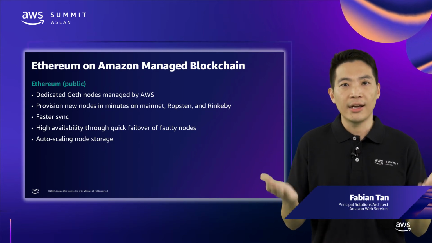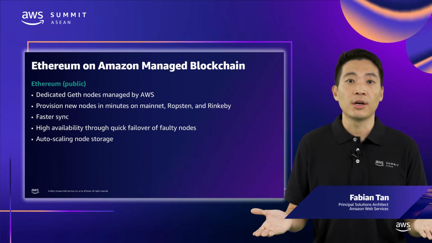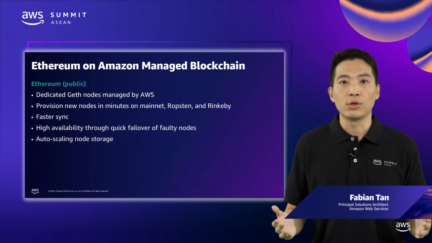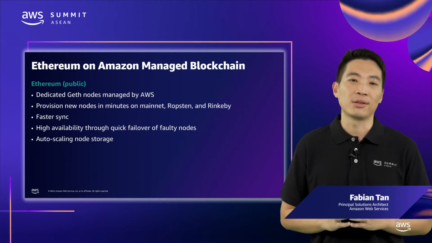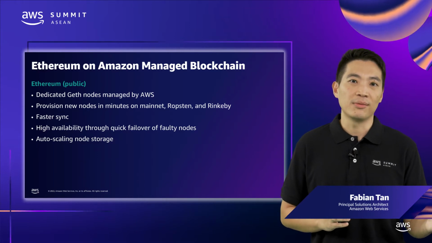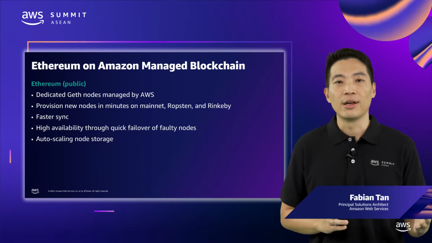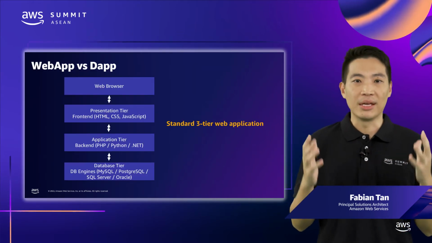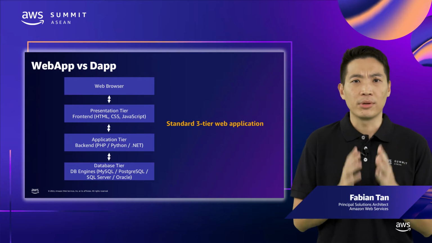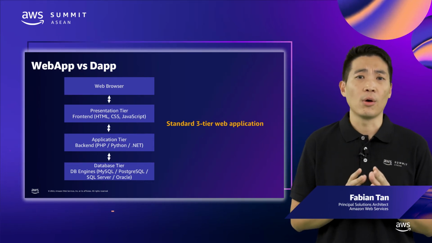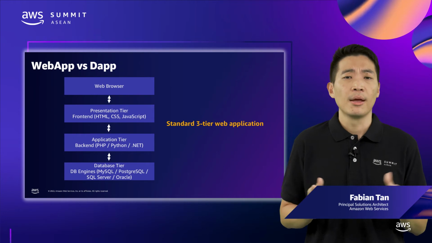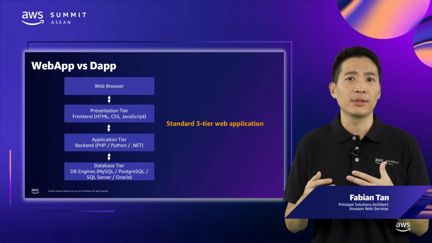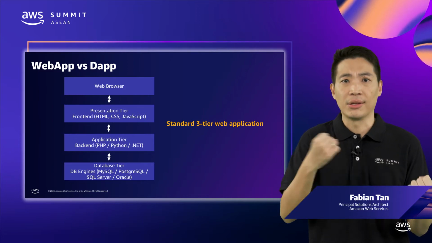We also support higher availability through quick failover of faulty nodes and auto-scaling of node storages, so you don't have to worry about your disk space. The Amazon Managed Blockchain service enables applications to interact with the Ethereum blockchain. Now that we have covered the basics, let's explore the building blocks of a decentralized application, also known as a Dapp. But before jumping into a Dapp immediately, I'd like to draw parallels between a Dapp and the standard web application.